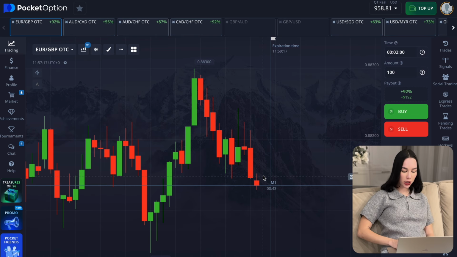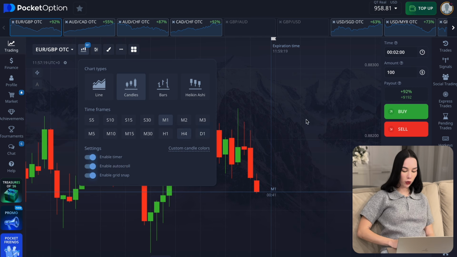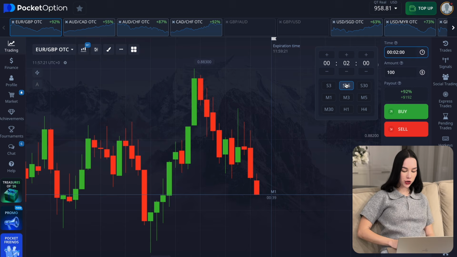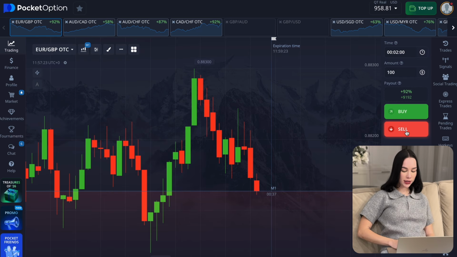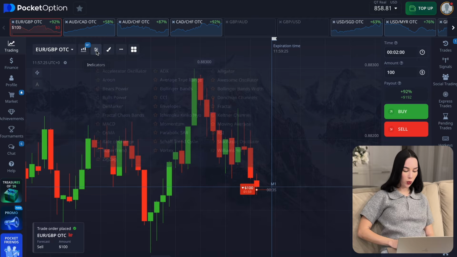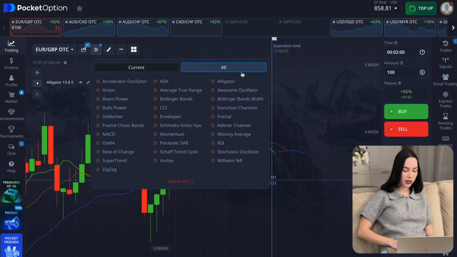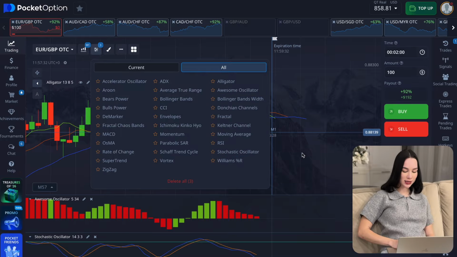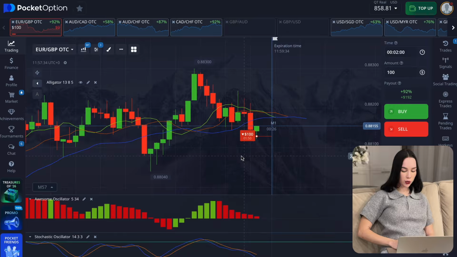So guys, let's go. For the time frame, as you can see, I have M1 with an expiration time of 2 minutes. And here, let's open a sell trade right away. After that we choose the indicators: the Alligator, also the Awesome Oscillator, here it is, and Stochastic. For the amount, I chose 100 because we want a good result.